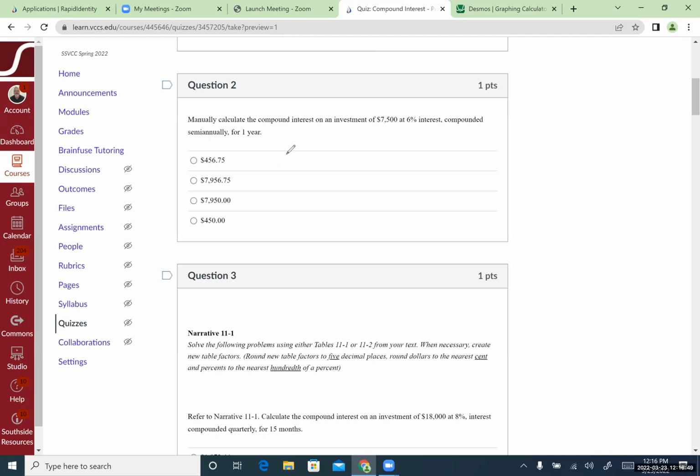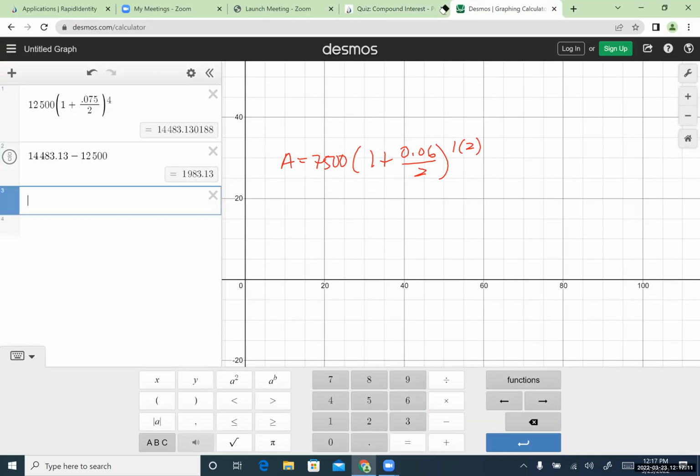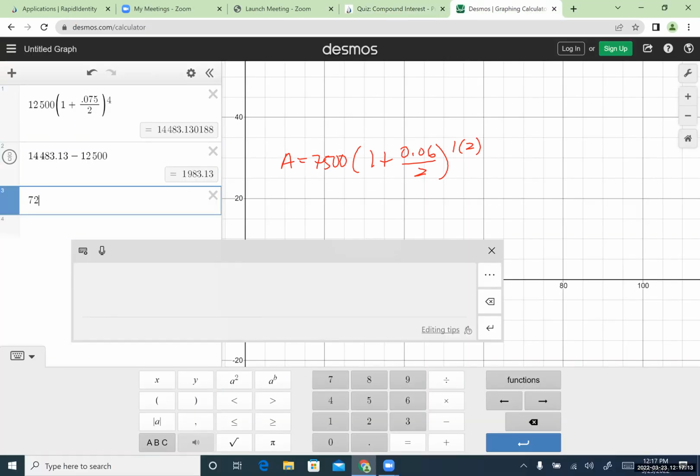Here's another one. The amount is going to be $7,500 times 1 plus 6% interest this time, divided by semi-annually, twice a year again, for 1 year times twice a year. And they want just the interest, so we'll subtract back out the initial amount when we get to that point. So I have 7,500, parenthesis, 1 plus 0.06 divided by 2, parenthesis again, raised to the 2 times 1, the second power.